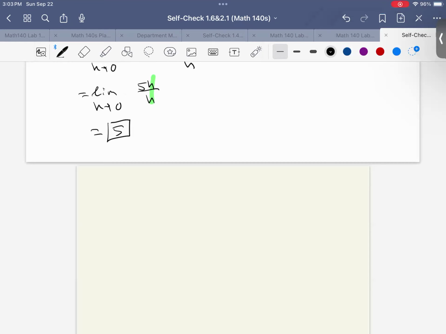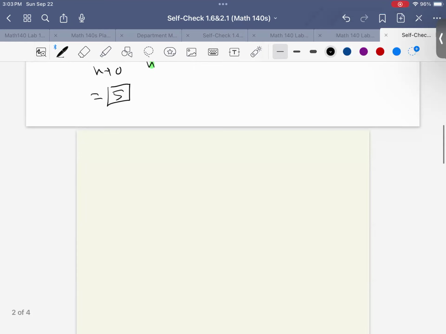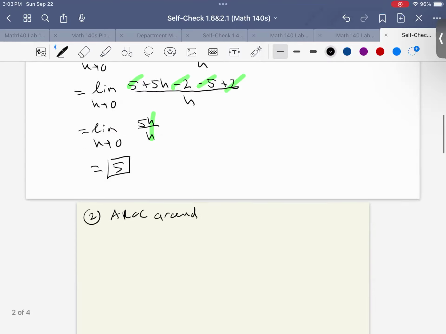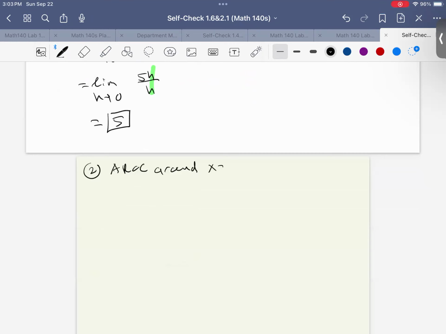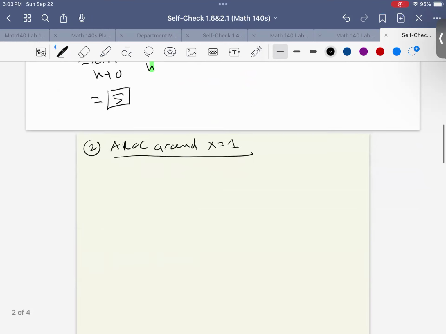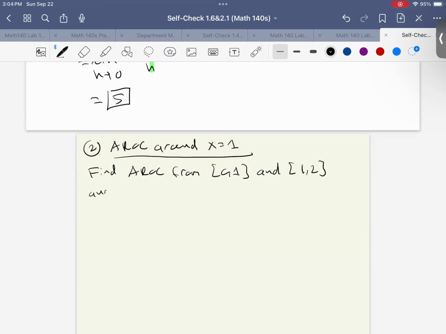So here's that second way where we just find the average rate of change. So second way, average rate of change around x equals 1. Okay, so what I'm going to do is find the average rate of change from 0 to 1. Oops, let me write that again. From 0 to 1 and 1 to 2 and take the average of that.